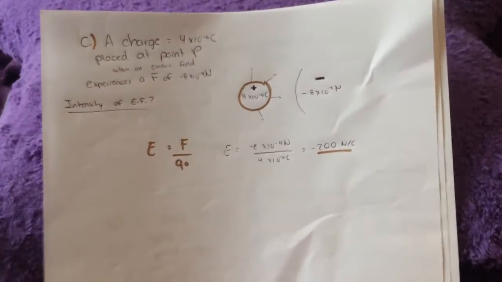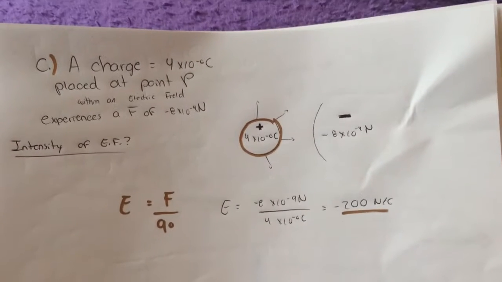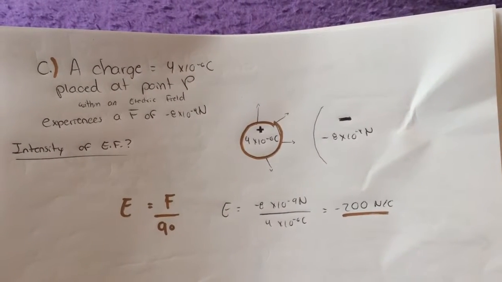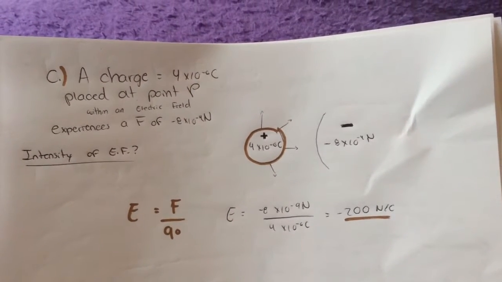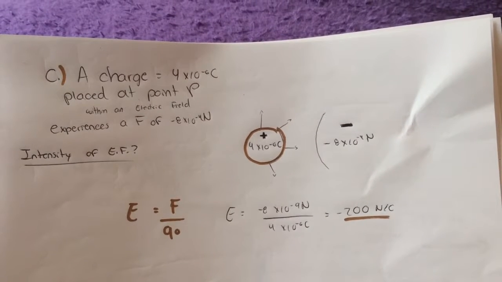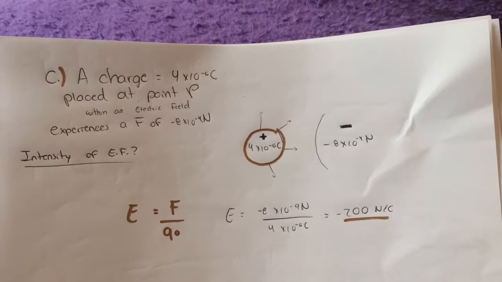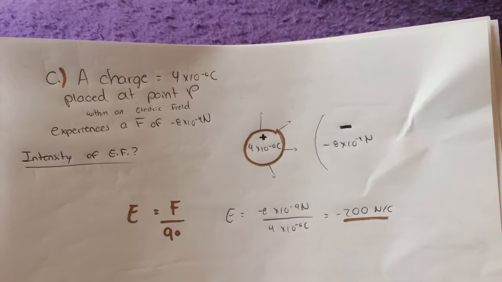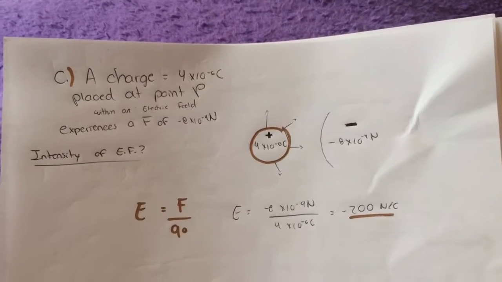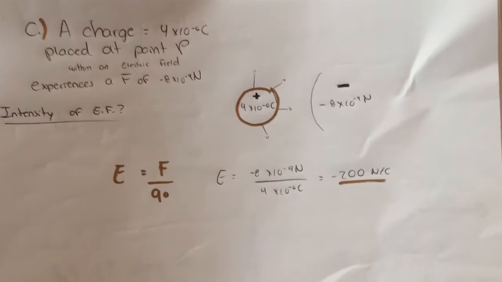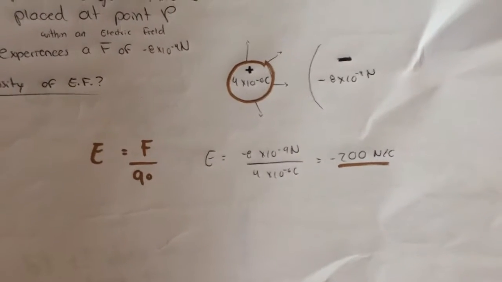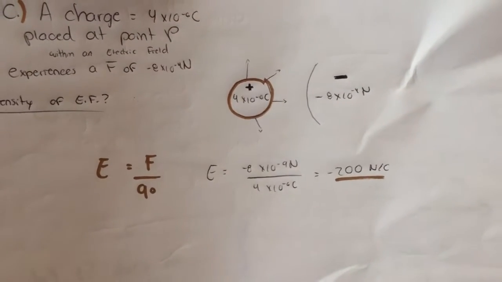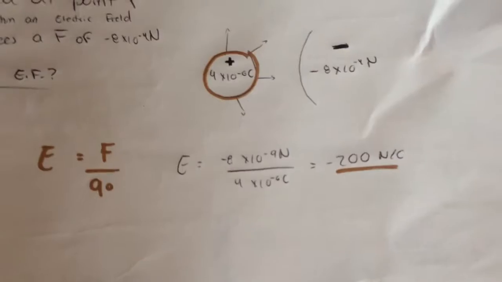Then problem 3 says that a charge of 4 times 10 to the minus 6 coulombs, placed at point P within the electric field, experiences a force of minus 8 times 10 to the minus 4 newtons. What is the intensity of the electric field? Here we have a simple formula: electric field equals force over the charge. And here we have the result.